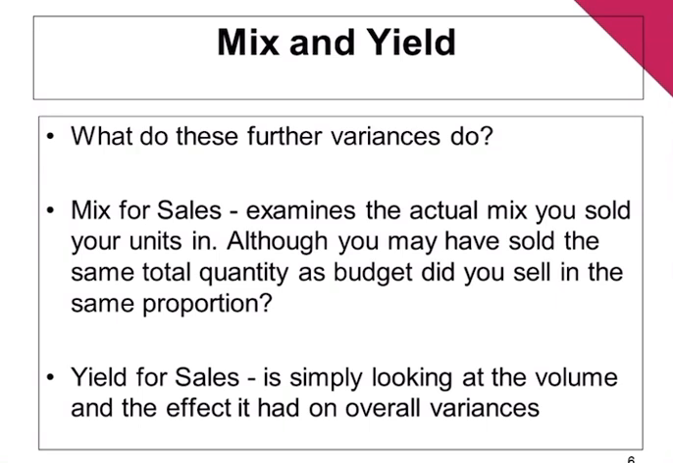So if you had a very high profit margin product but you sold lots of low profit margin products, then you would bring that profit down. Now in terms of yield, when we talk about sales, we're not really getting anywhere in terms of understanding. All that we're talking about there is looking at whether you had different volumes compared to your original budget. Yield comes more into play when you start to look at labour and materials.